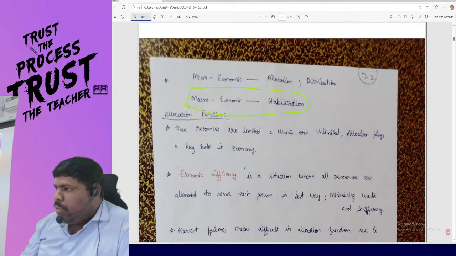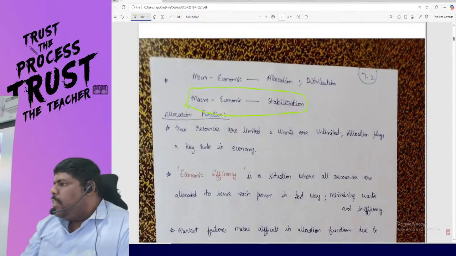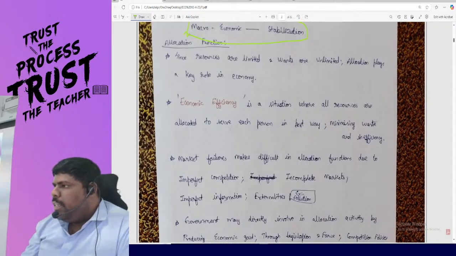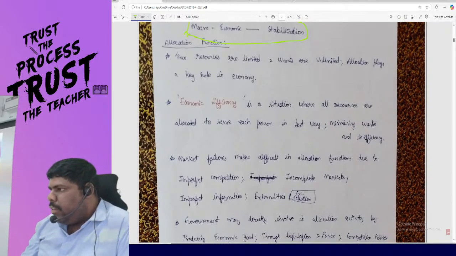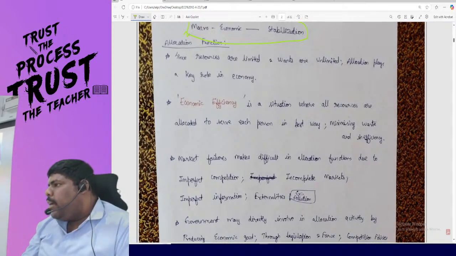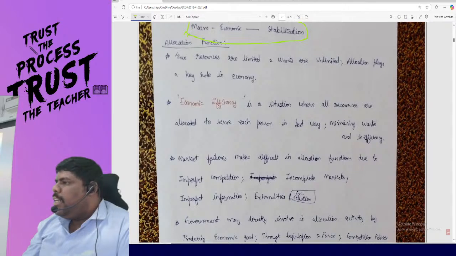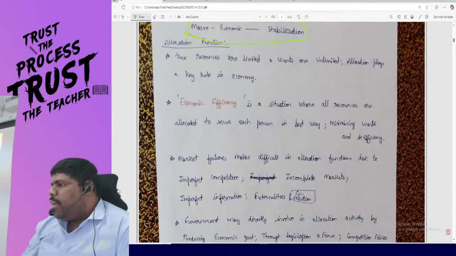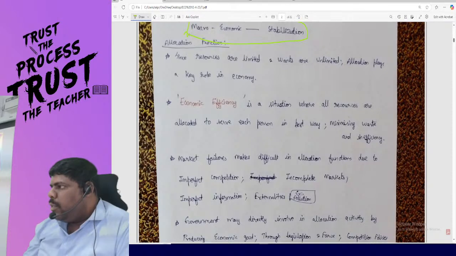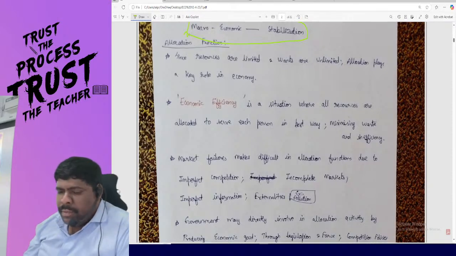Then comes, as we have already discussed, microeconomics, which deals with allocation and distribution. Macro is stabilization. Then there is some explanation on each and every topic. See, ours is an objective type paper, so there is no need to describe or explain the concept. Make sure you understand the concept. You must have the capacity to understand which particular function the question belongs to. Once you recollect that, it is very much sufficient.